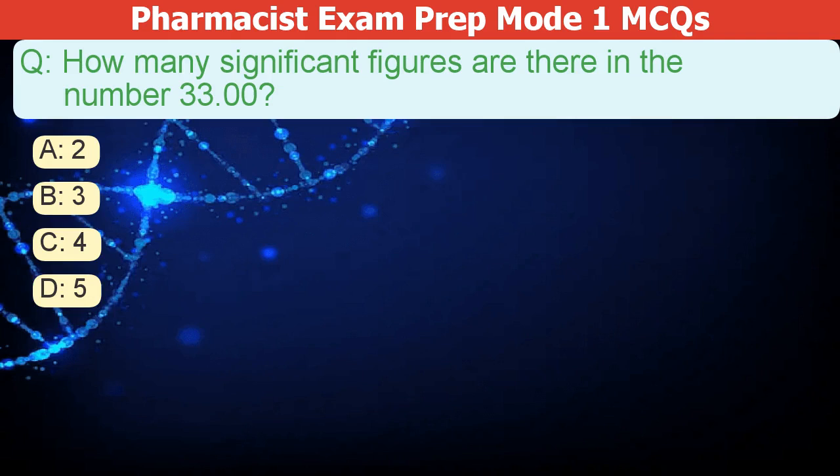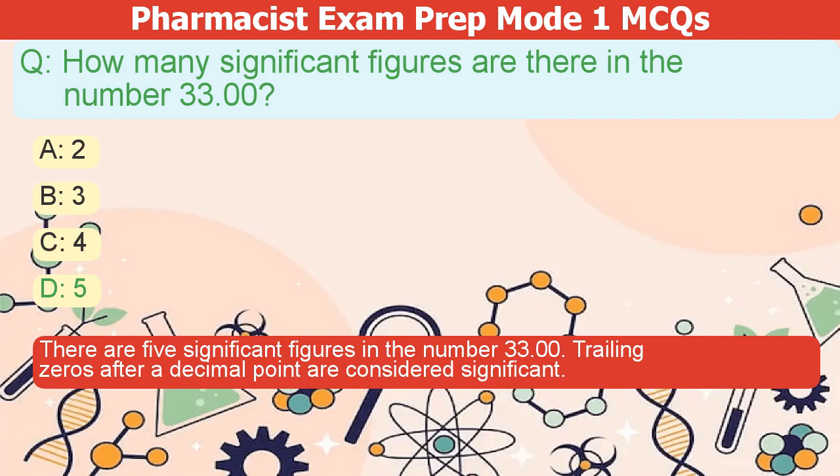How many significant figures are there in the number 33.00? A. 2. B. 3. C. 4. D. 5. The correct answer is D. There are 5 significant figures in the number 33.00. Trailing zeros after a decimal point are considered significant.